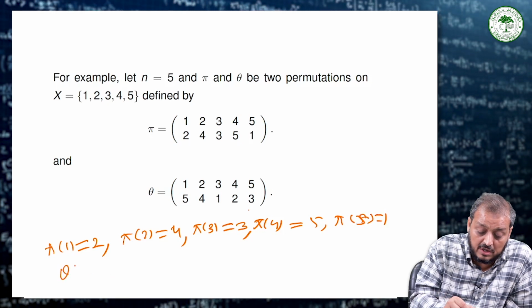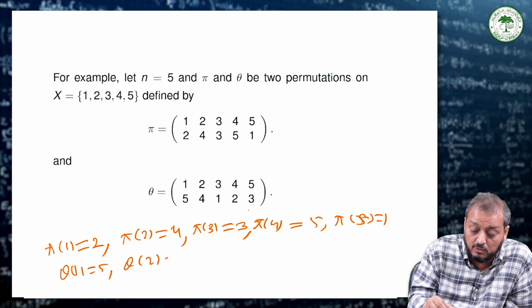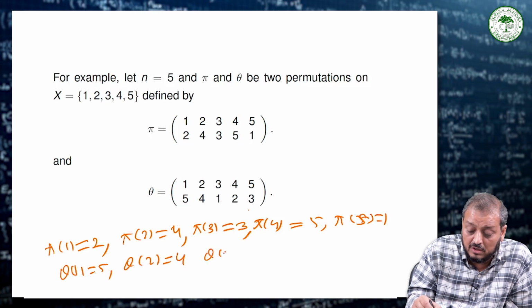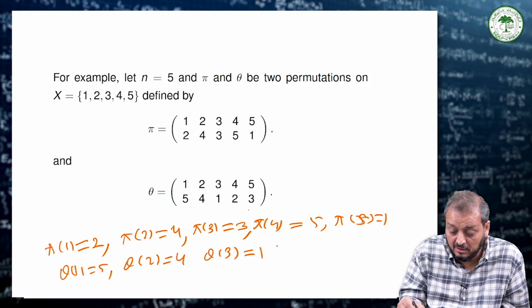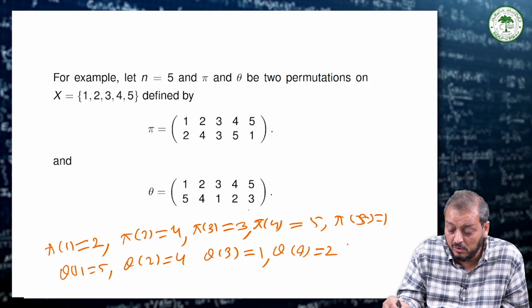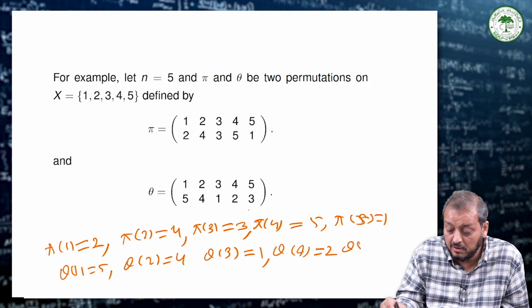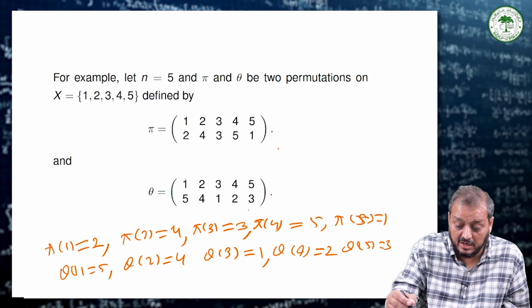Similarly, we have theta of 1 is equal to 5, theta of 2 is equal to 4, theta of 3 is equal to 1, theta of 4 is equal to 2, and theta of 5 is equal to 3. So, we have to calculate like this.